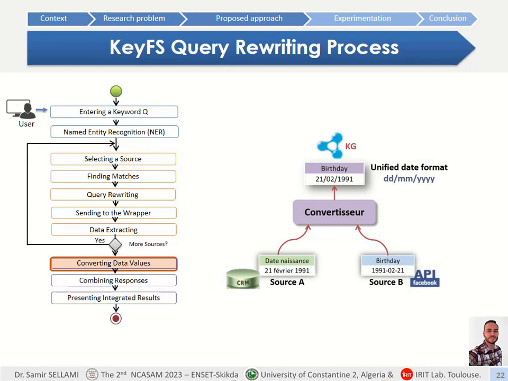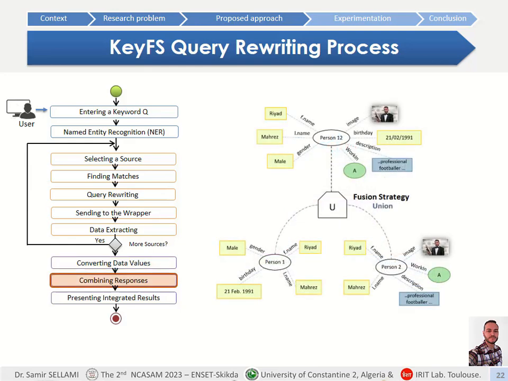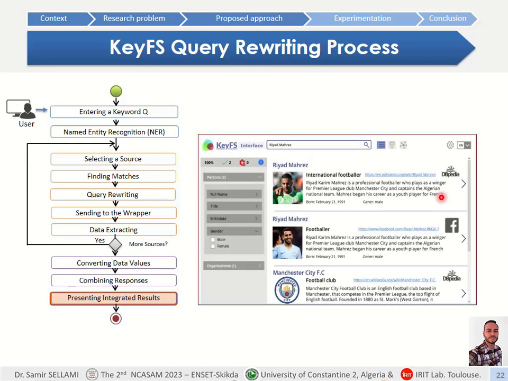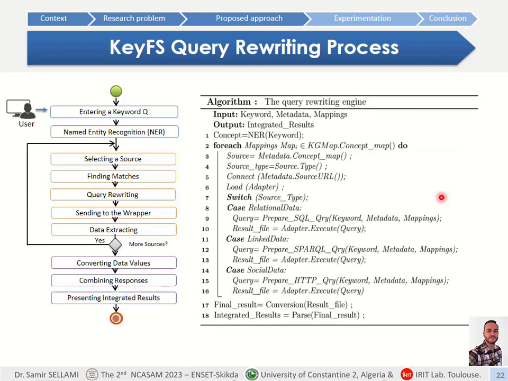KFS converts the data if there is any heterogeneous attribute value, for example, different formats of dates. Then, the system combines data by applying a simple data fusion strategy of type union. Finally, KFS presents the final answer to the user on a multifaceted navigation interface. So we have implemented this process in an algorithm that runs automatically in order to make the integration completely transparent to the user.